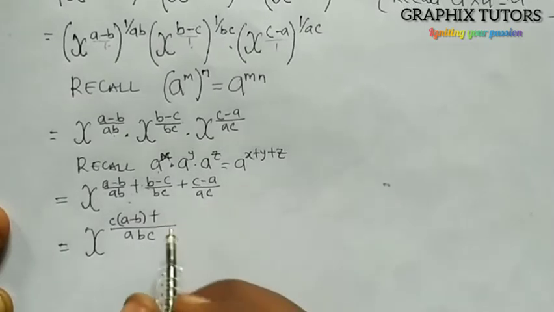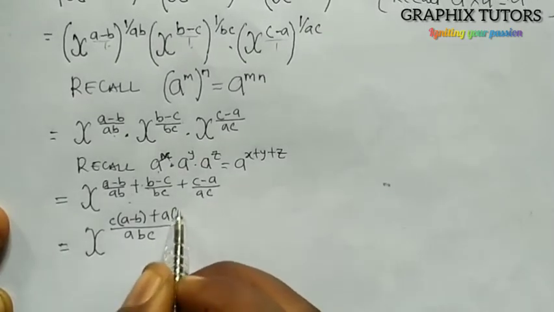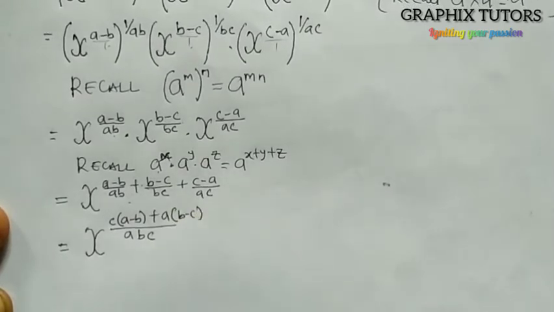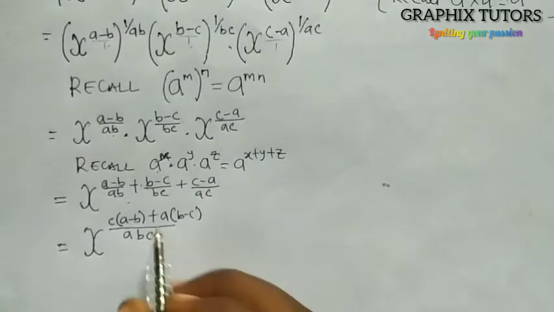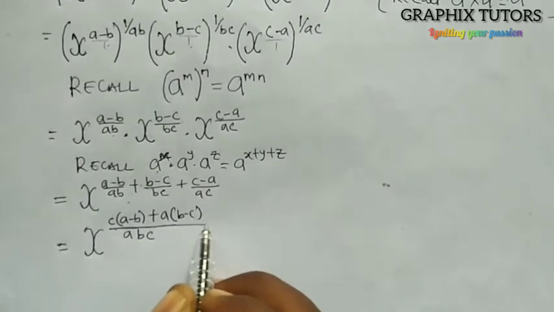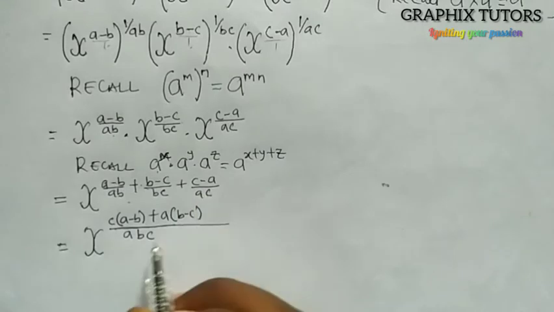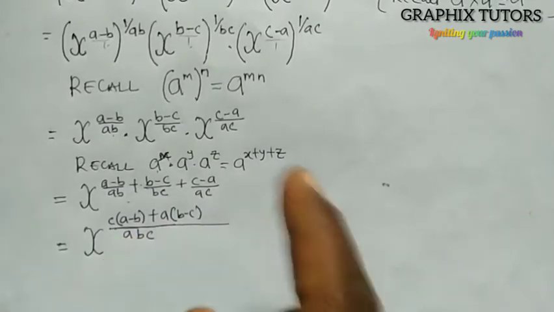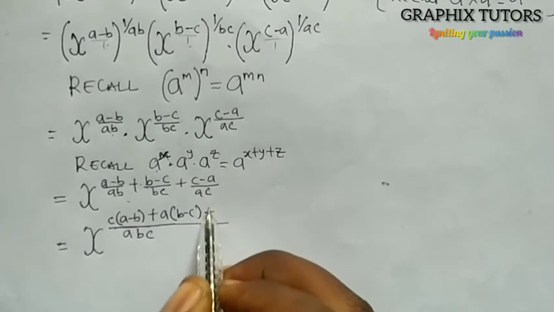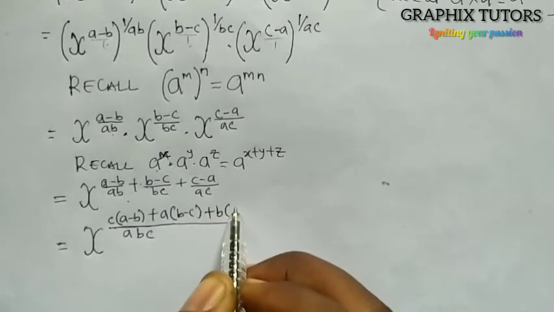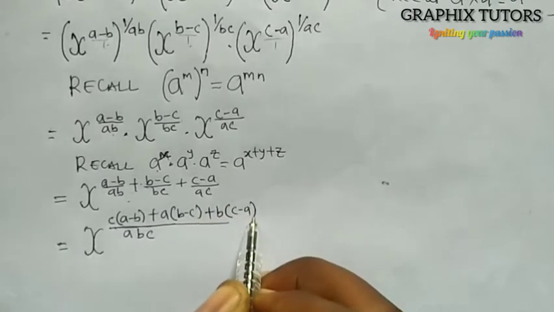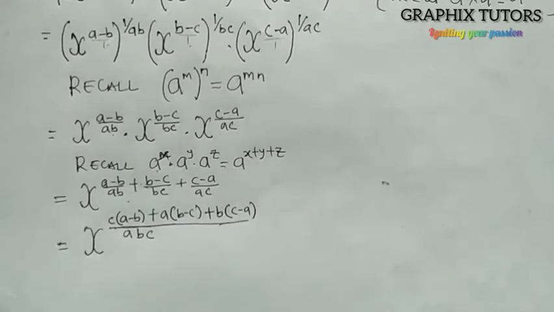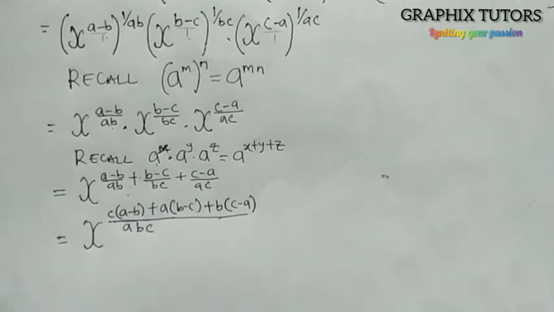We're having A into bracket B minus C. Right? So from here we have this. So move forward. AC in ABC, this AC is remaining just B. So B times this will give you plus B bracket C minus A. So this is what we're having here. Now we're moving forward.